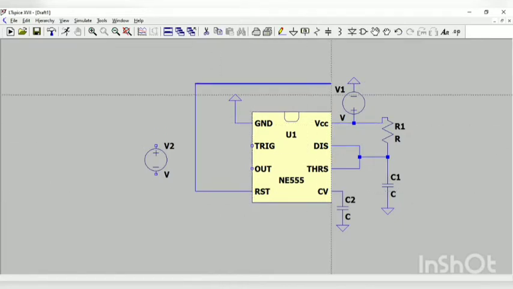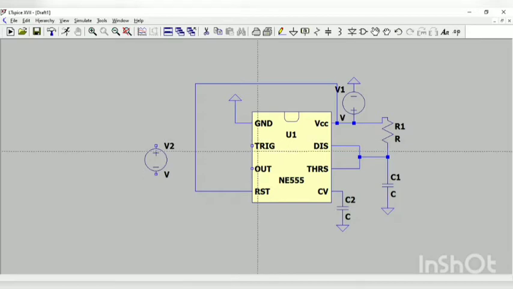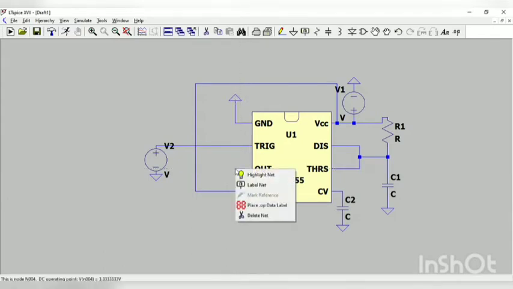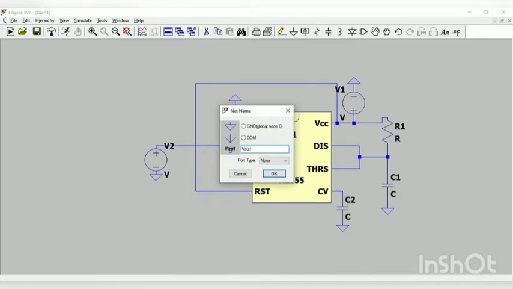What this reset pin does is it erases everything in the timer and brings the output back to zero, whatever be the case. That happens when the reset is grounded. So basically we don't want that now, so we keep it at high, VCC, and we'll connect this to trigger, and we'll ground this. We label our output: right click, label net V.